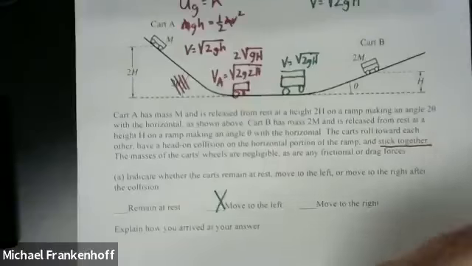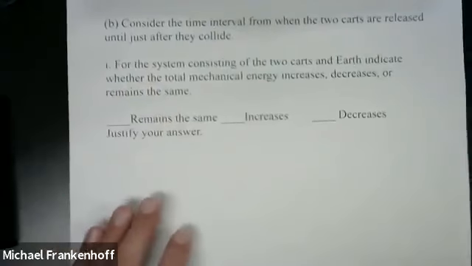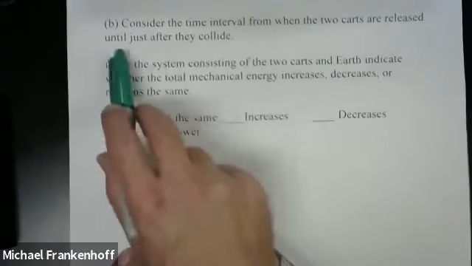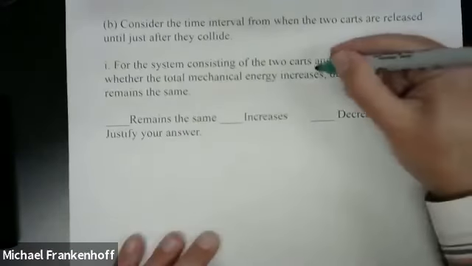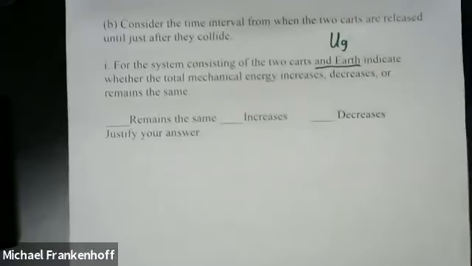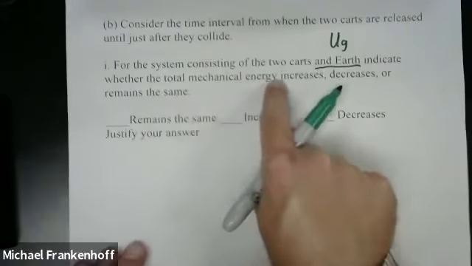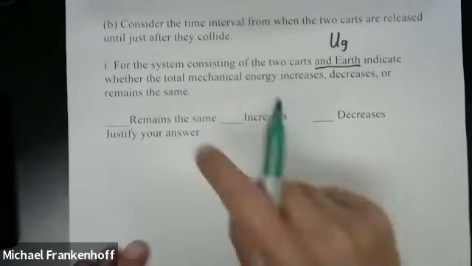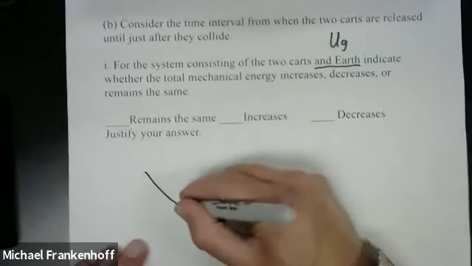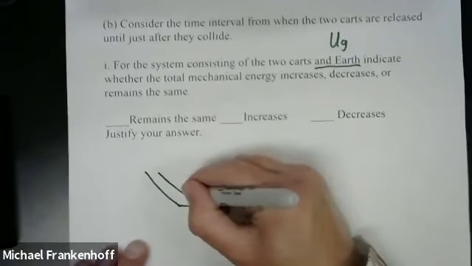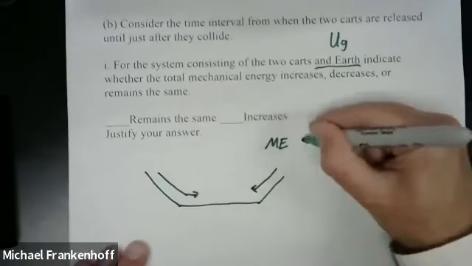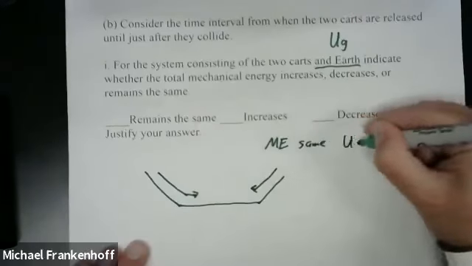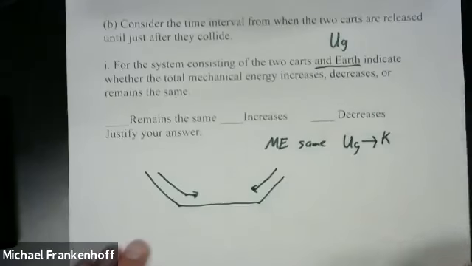All right, part B. It says, consider the time interval from when the two carts are released until just after they collide for the system consisting of the two carts and Earth. So whenever they include Earth, we can talk about gravitational potential energy. Indicate whether the total mechanical energy increases, decreases, or remains the same. So here's the thing, and people get this confused. There's sort of two parts. As the carts come down onto this level part, the mechanical energy stays the same because we're just converting gravitational potential energy into kinetic energy.